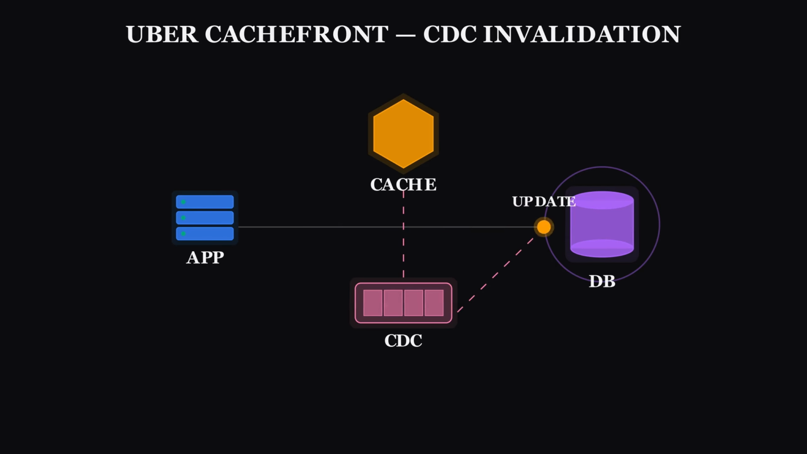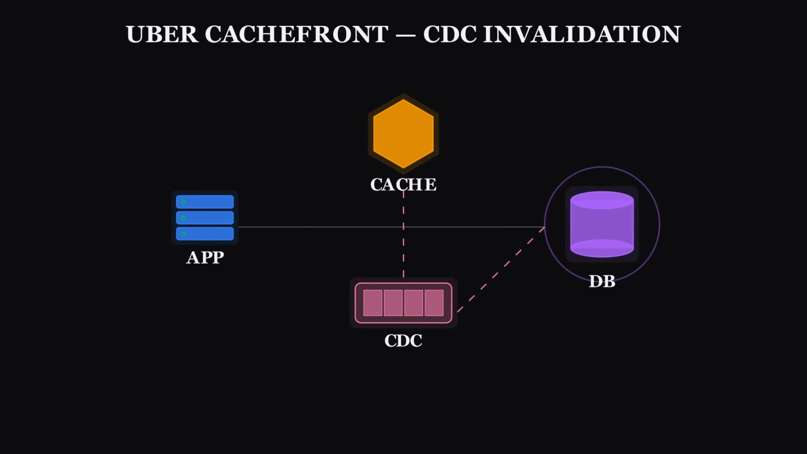The application writes to the database. The user's write is done. The application has already returned. What happens next happens in the background. The database emits a change event, the same write captured from its replication log, into a CDC service. Uber calls theirs Flux. CDC asynchronously deletes the cache key.